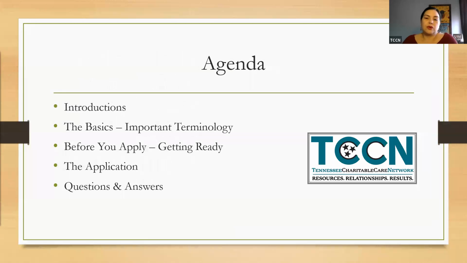So for today, we're going to start with some introductions. Then later, we're going to talk a little bit about the basics within grant writing, which is mostly important terminology that has to do with federal or state grants. Then we're going to give you some ideas of the things you need to pay attention to before you actually apply to the grant and how to get ready. We're going to talk also about the application process. We're going to use as an example a recent RFA that we received from the Tennessee Department of Health.